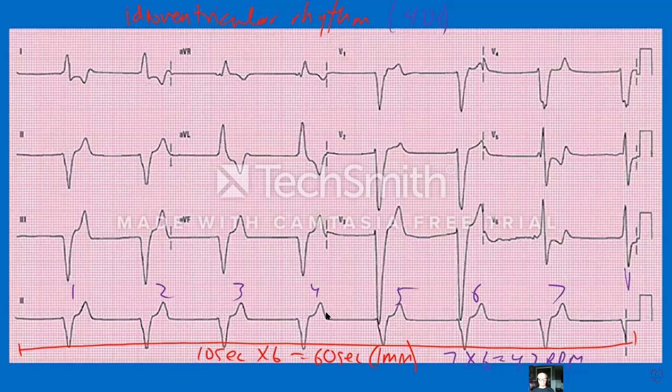This is a rhythm you don't want to try to suppress with lidocaine or any antiarrhythmic drugs, because doing so you can actually precipitate asystole.